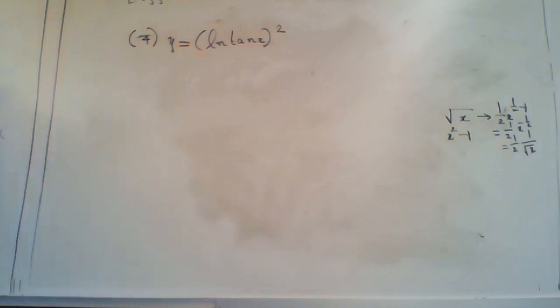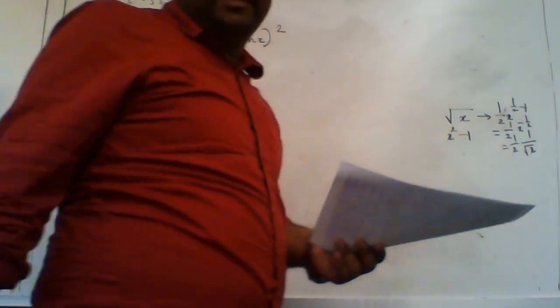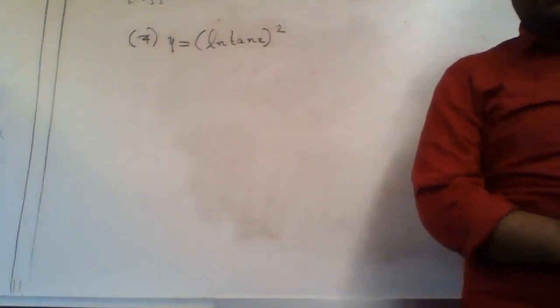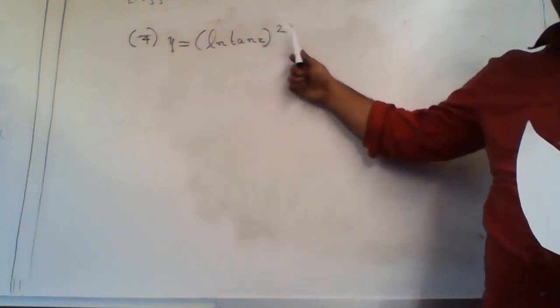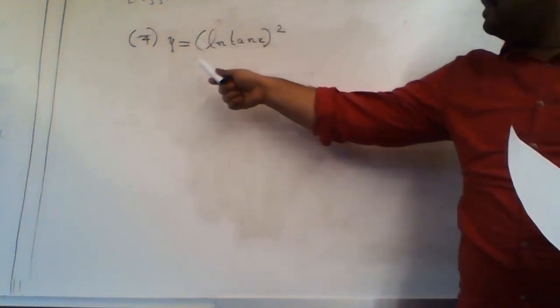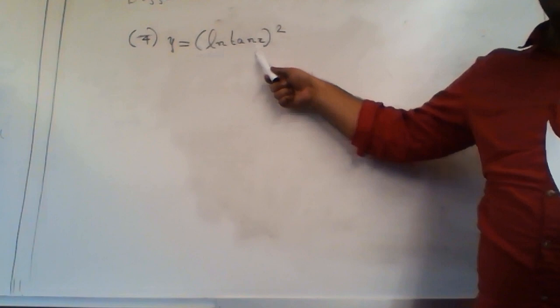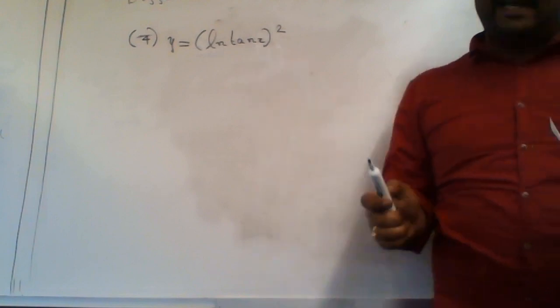So how to do it? Here, what is the outer function? There are three functions here. You see, at the outermost, I have x squared. Inside that, I have ln x. The innermost is 10x. So we have to apply the chain rule twice.